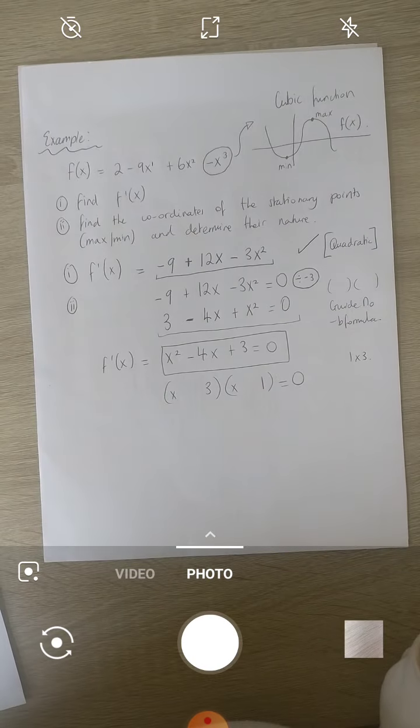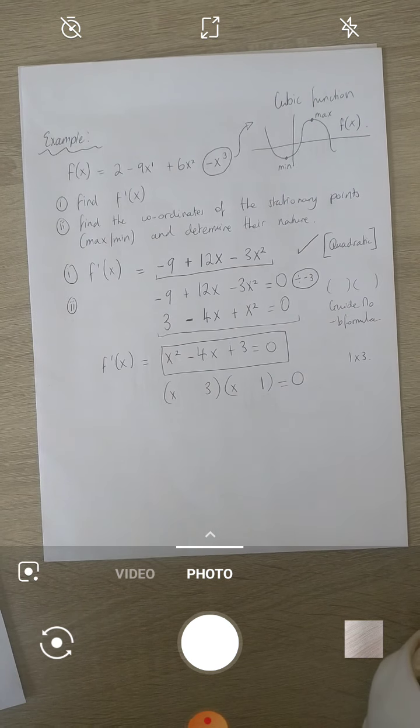So we're going to solve this by using back-to-back brackets. So x by x gives us x squared. Factors of 3 is only 1 by 3. So we don't have any options here, which makes our life a little bit easier. So we've 1 times 3.